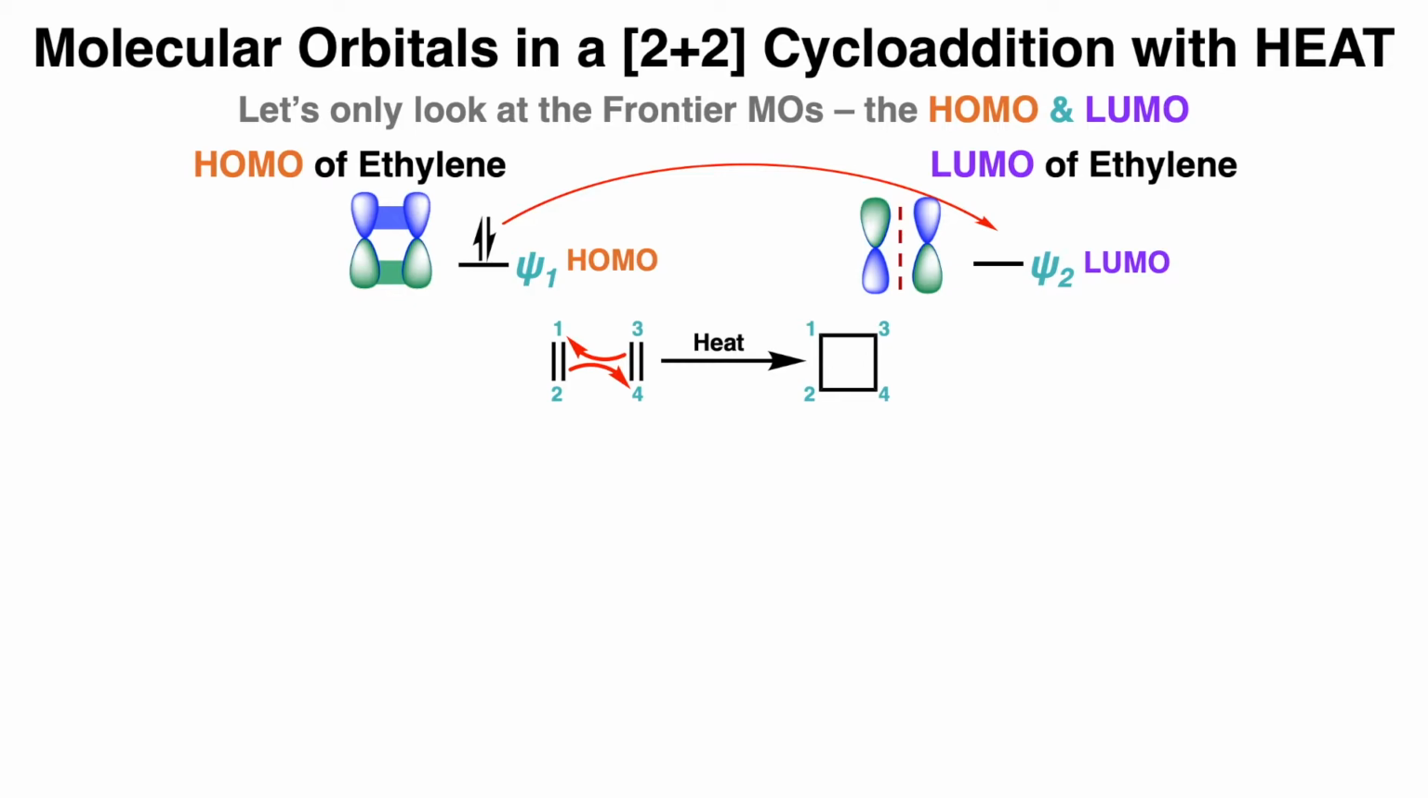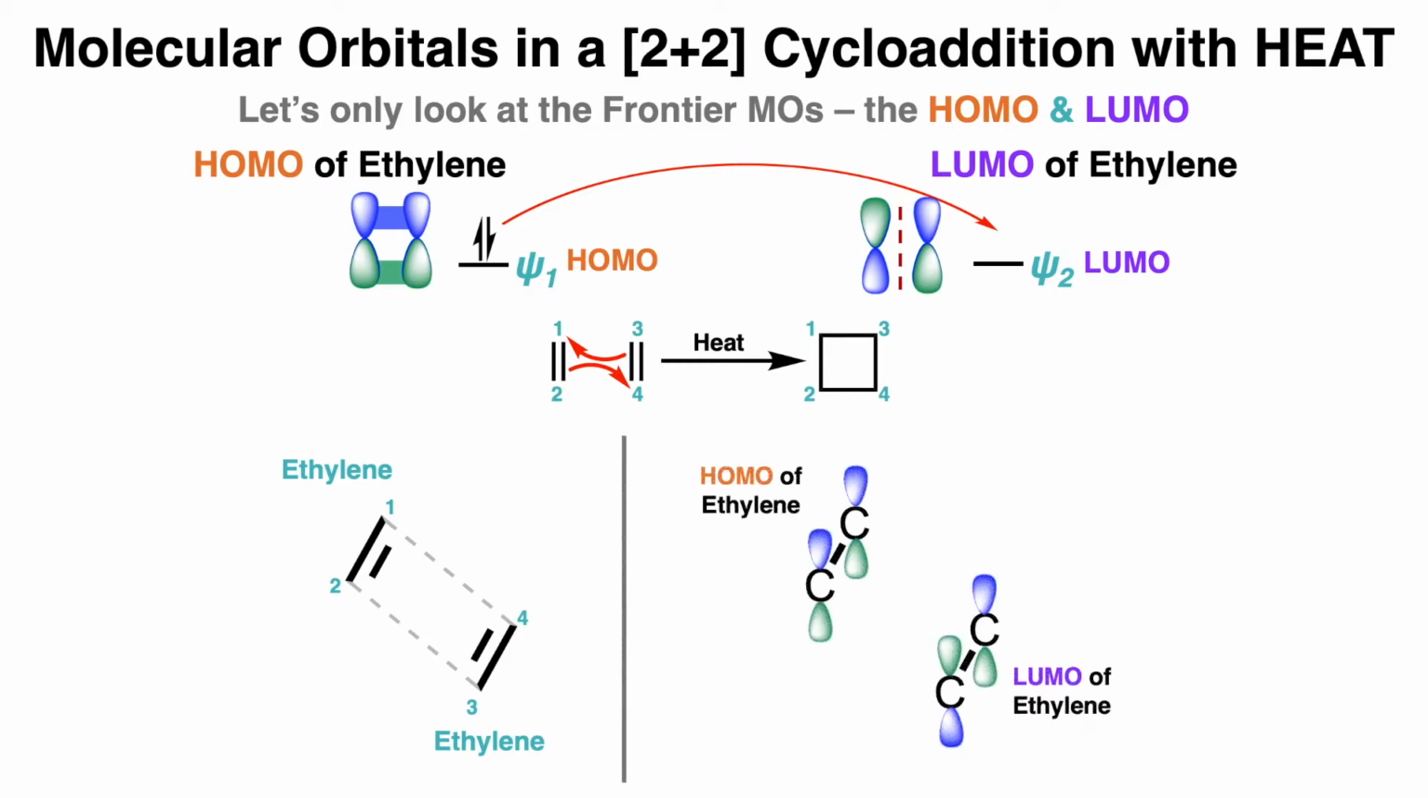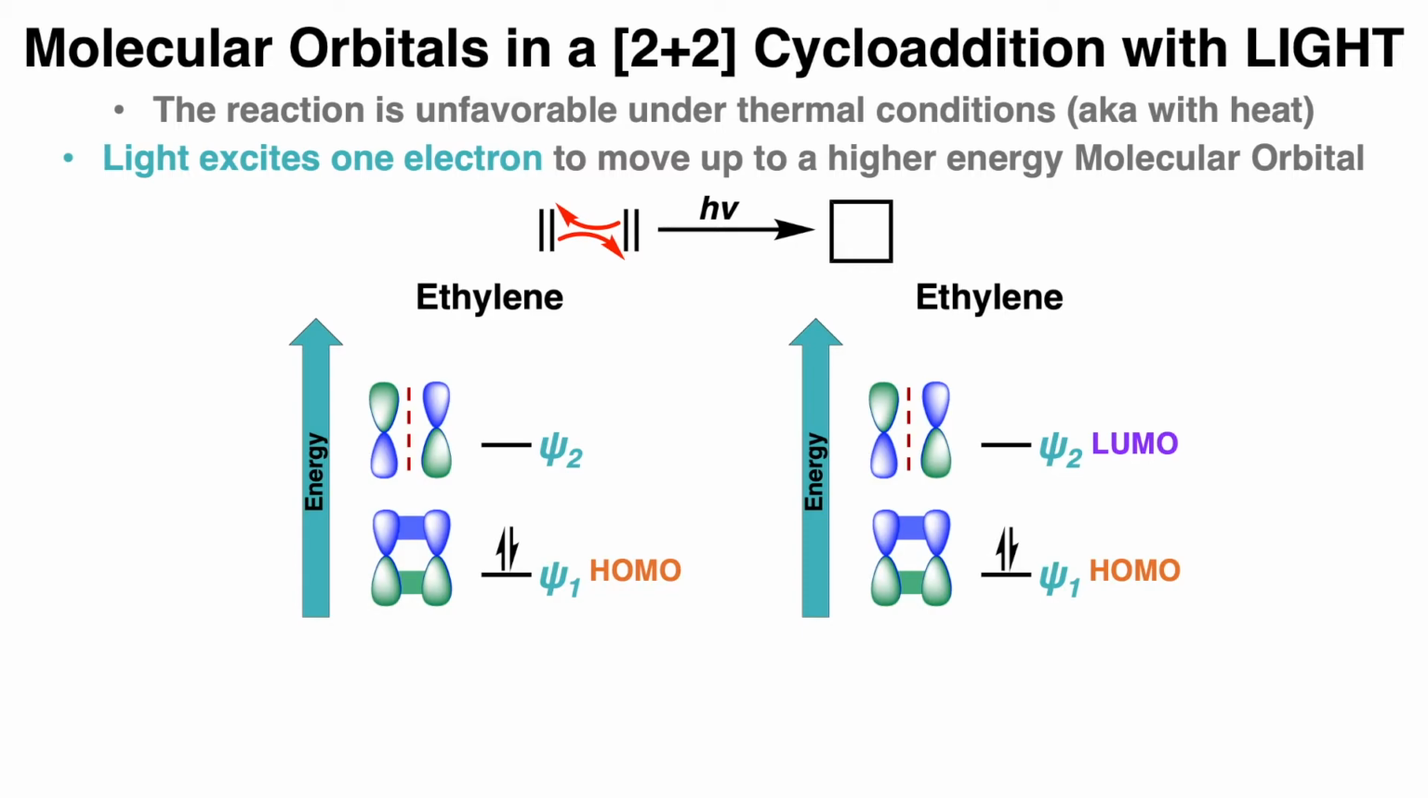And from another perspective, let's orient the two molecules to better align the MOs. When we fill in the HOMO and LUMO, the green lobes between C2 and C3 overlap to form a bonding interaction. But notice that the green lobe in C1 and the blue lobe in C4 do not line up. Since the phases are opposite, this means that this reaction is actually forbidden. So a 2+2 cycloaddition with heat is unfavorable because the MOs do not align.